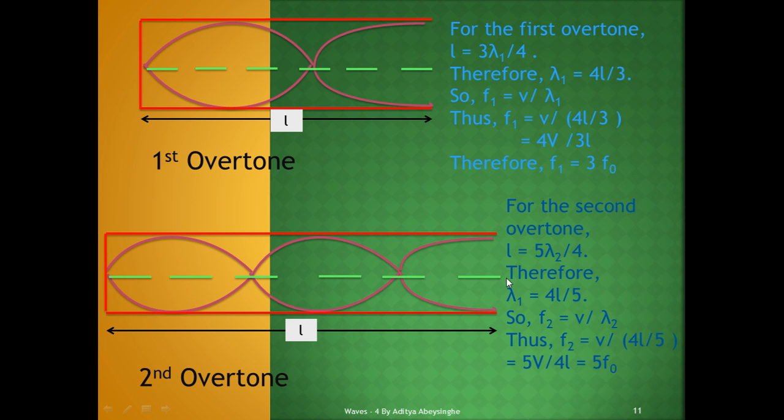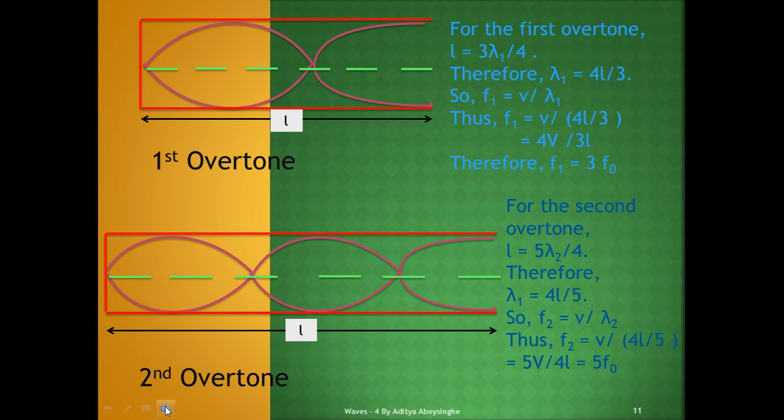for the second overtone, you can say that this distance, right? This distance is now lambda by 2, this distance is lambda by 2, so that will be lambda, and this distance is lambda by 4, that will be lambda plus lambda by 4, which is 5 lambda by 4. So 5 lambda by 4 is equal to lambda 2 here. So F2 is equal to V by lambda 2. So you can finally say that F2 is equal to 5V by 4L. So F2 is now equal to 5 times F0.